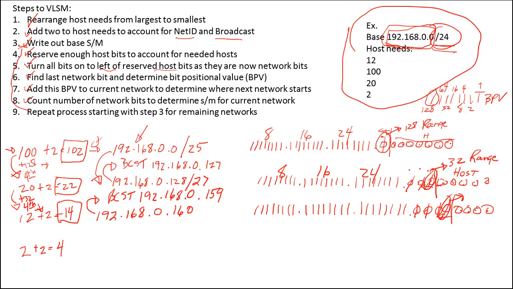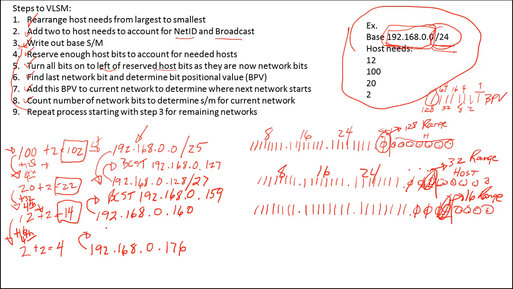In this case, it's the first one's 128, 64, 32. So it's a 16 this time. There's our range to next. We add 16 on the 4th octet again, 192, and that tells us where this next network starts. So 16 plus 160 is a 176.